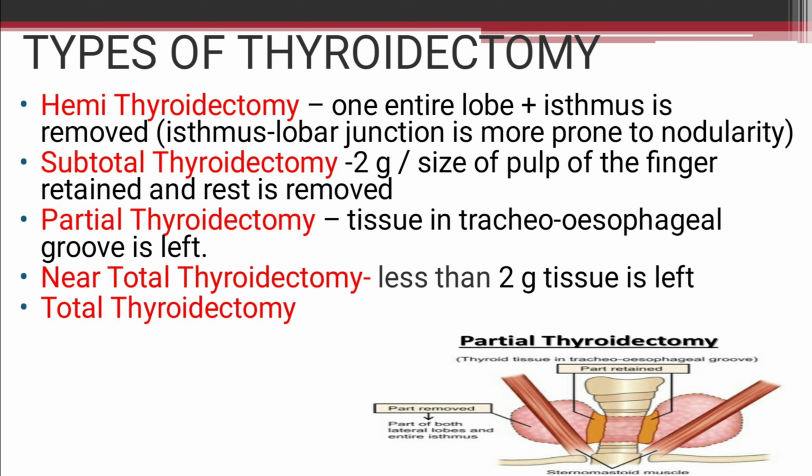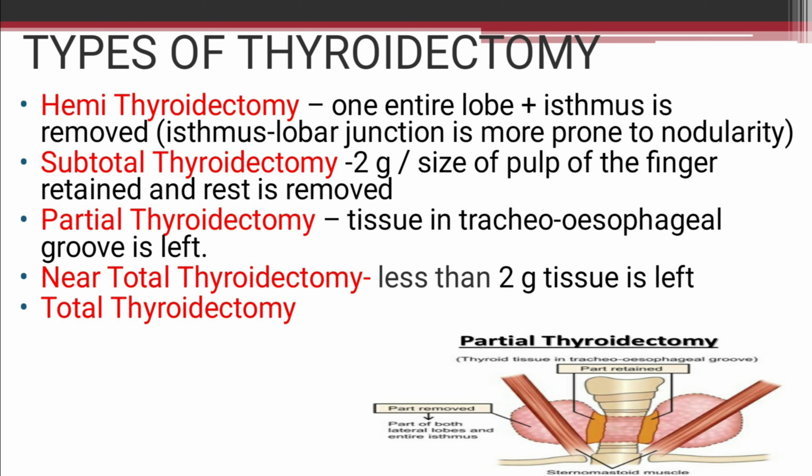In hemithyroidectomy, the entire one lobe along with the isthmus is removed. Do you know why the isthmus is removed? The isthmus-lobar junction is more prone to nodularity. So the isthmus is removed along with one entire lobe in hemithyroidectomy.